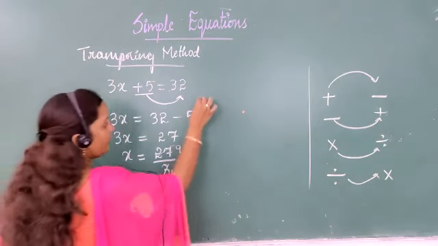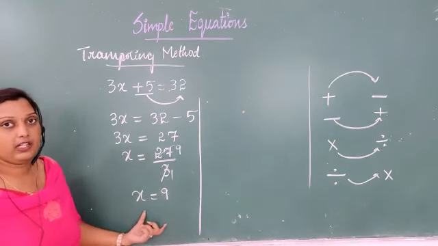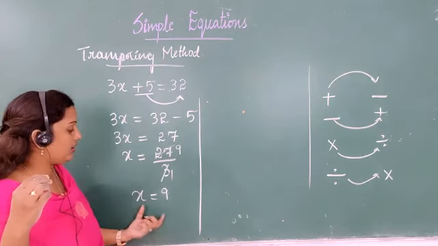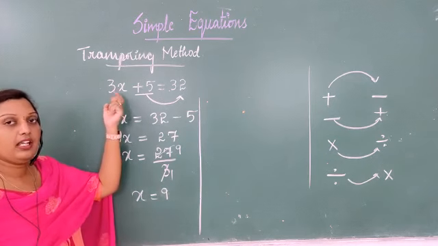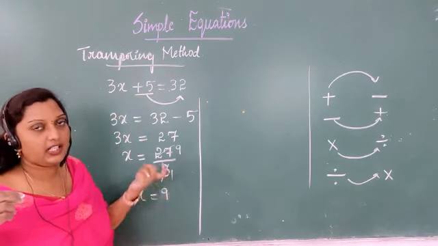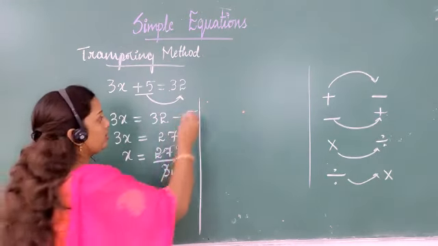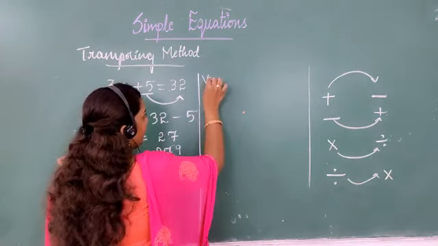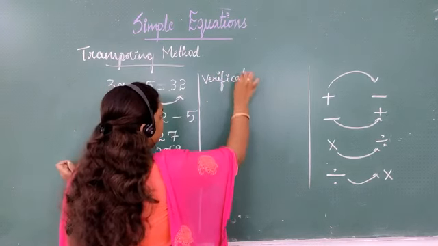Once you can cross check your solution whether the solution is correct or not. How to cross check the solution? Substitute the value of x in the given equation. If both LHS and RHS are equal, then the solution you have found is correct. Okay. So we will verify. This is the way to do the verification.